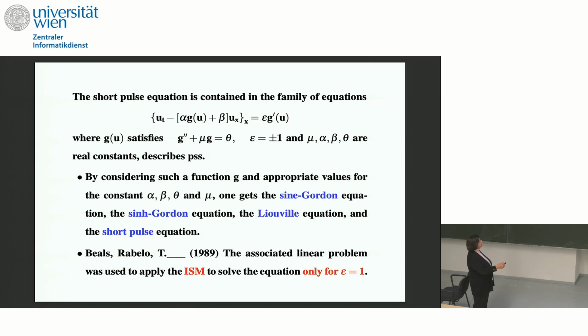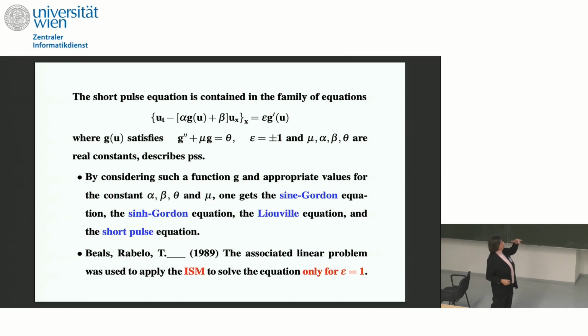And this is because in this class of equations, we have G, a function of u, that satisfies this here, and you have mu constant, alpha constant, beta constant, and this is plus or minus 1. And by considering special constants, you get the sine-Gordon equation, the sinh-Gordon, the Liouville, and the short pulse equation.